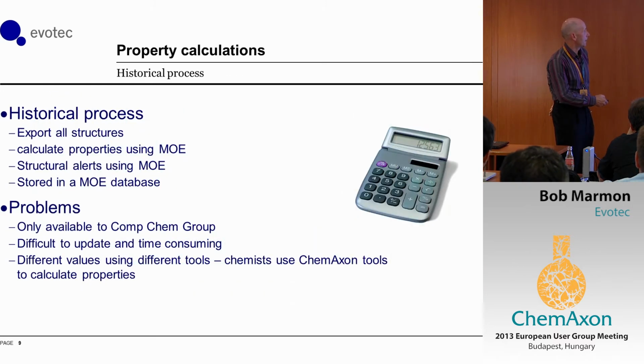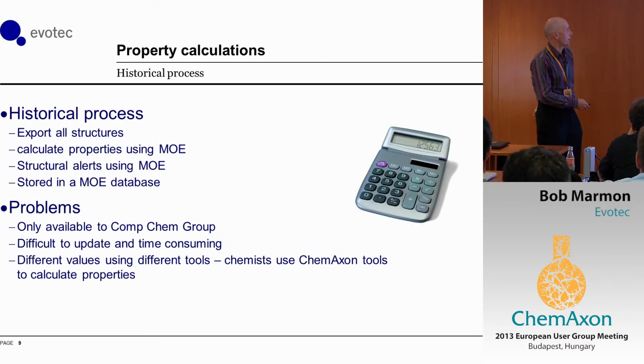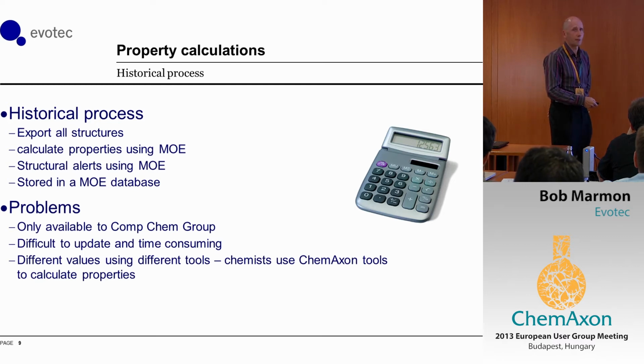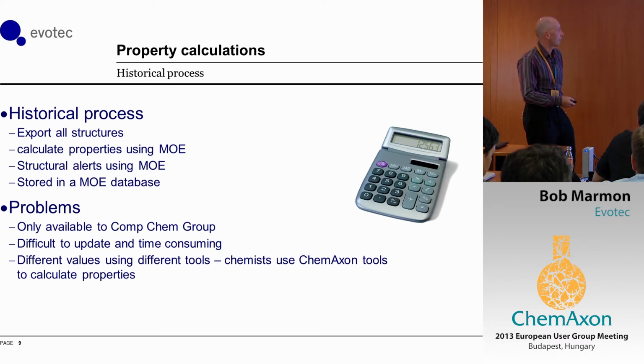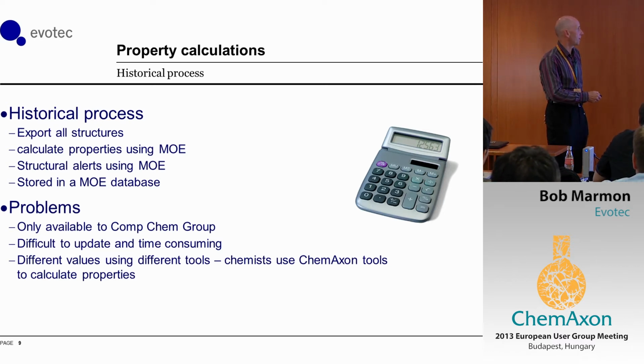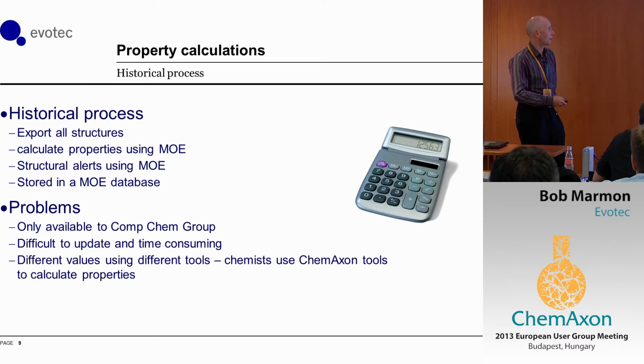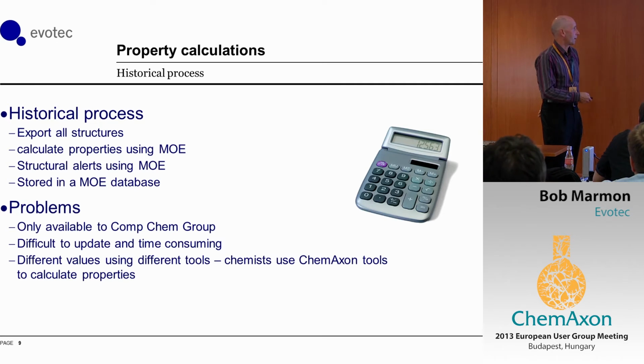So this is our historical process before we put the calculations into EvoSource. So what would have happened would have been that all of the structures that were categorized as screening compounds would have been exported from the database, and computational chemistry would have then set up a local Mo database and then again used Mo to calculate the properties. And then they'd have run the structural alerts on there.